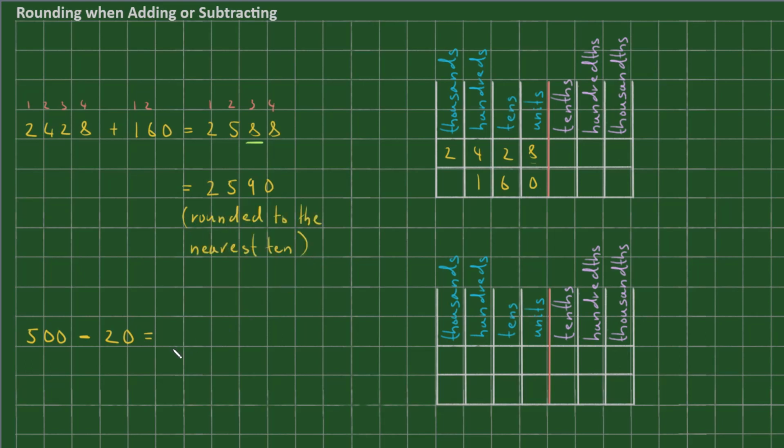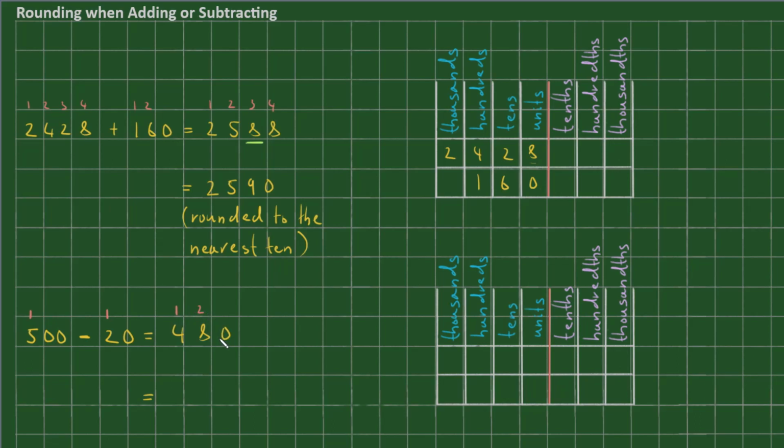So now I have 500 minus 20. That will give me 480. How should I round this value? Well, let me analyze the values first. 500 has one significant figure, 20 has one significant figure, and my result, 480, has two significant figures. I need to round to the least accurate position.